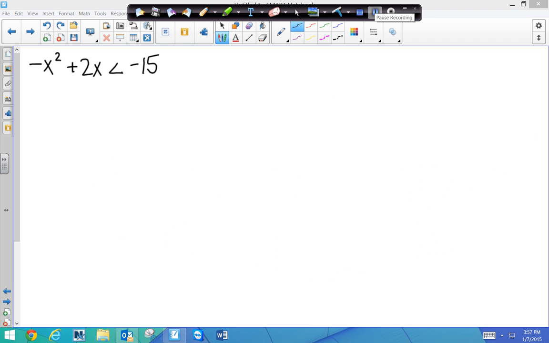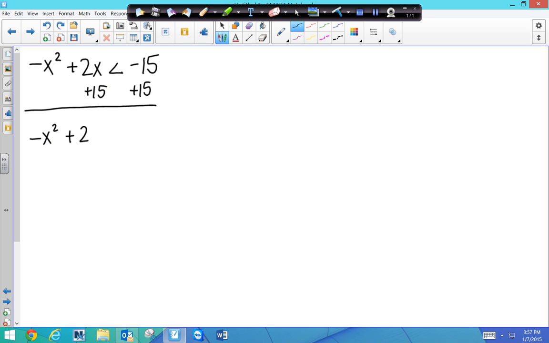Okay, so in our second example, the big difference is that the number on the end over here is not 0. In order for us to be able to solve these inequalities, the number on the end actually has to be 0. And the way that we can fix that is just by adding that 15 over to the side with everything else. So we have -x² plus 2x plus 15 is less than 0.